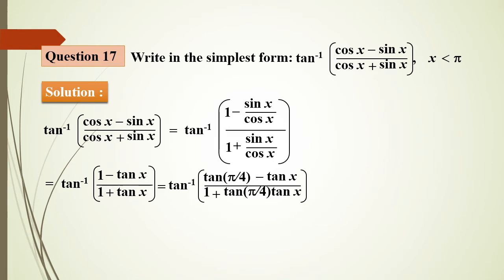1 plus tan x. After simplifying this full term, you will be getting back your original term. Tan pi by 4 in the sense 1: 1 minus tan x divided by 1 plus tan pi by 4 into tan x, which is again tan x. Okay. Now tan pi by 4 minus tan x divided by 1 plus tan pi by 4 into tan x, it will be in the form of what? Tan of x minus y formula. Tan of x minus y can be written as tan x minus tan y divided by 1 plus tan x into tan y.